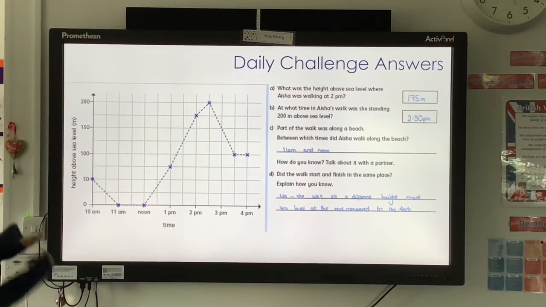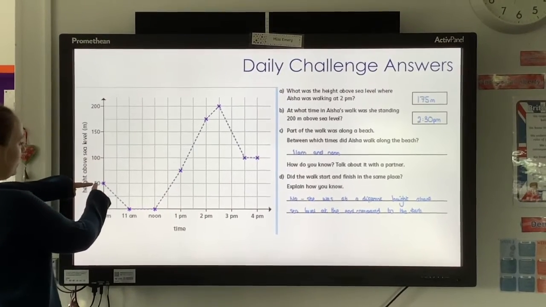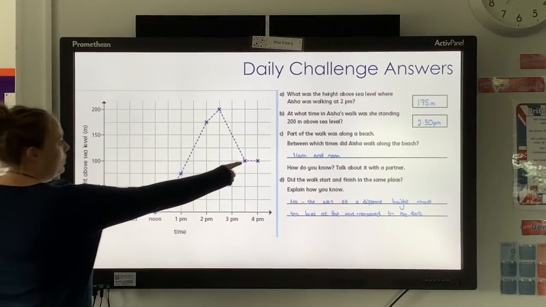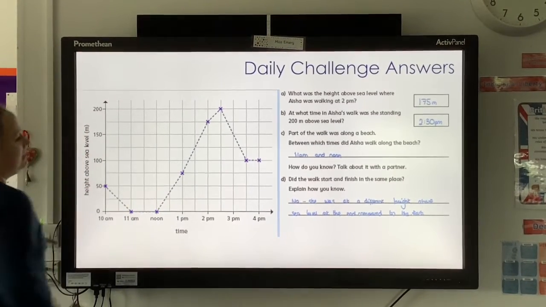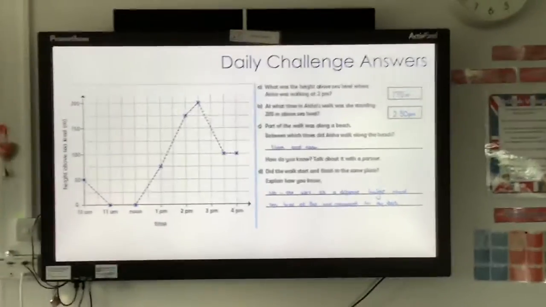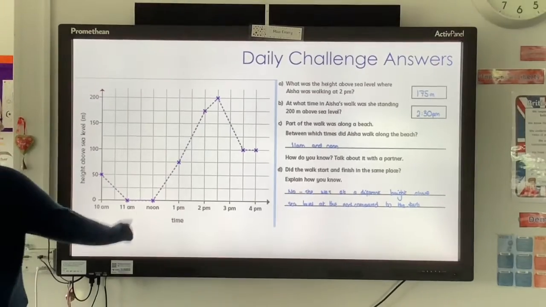Then, did the walk start and finish at the same place? Explain how you know. No, it didn't. Because if you look here, she was starting the walk at 50 metres above sea level. And when she ended the walk, here, she's at 100 metres above sea level. So she was at different heights at those times, so you know she wasn't at the same place. Well done if you got this right.